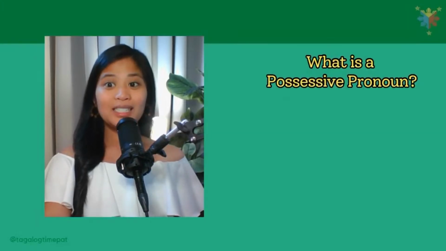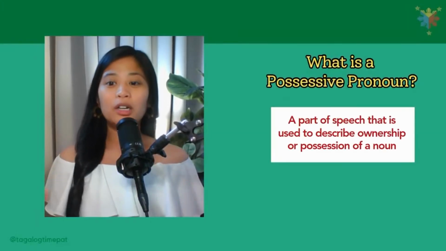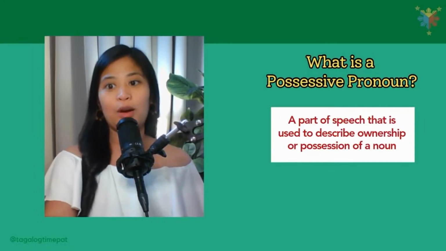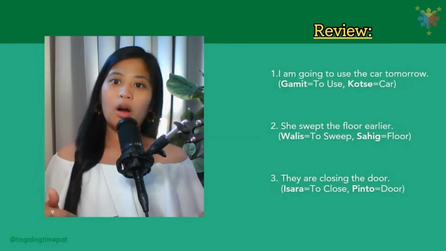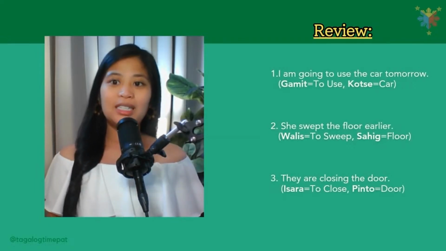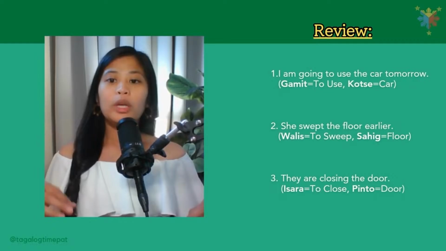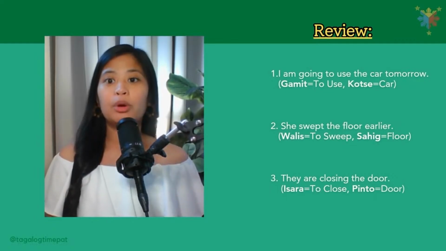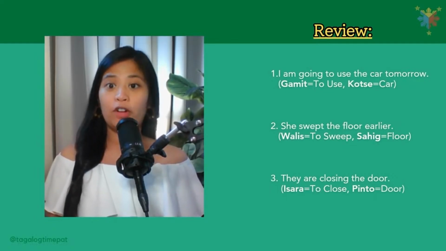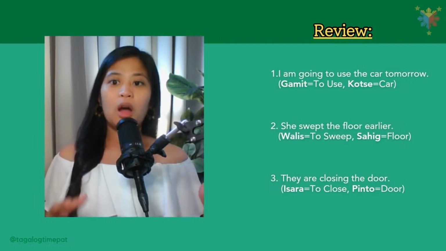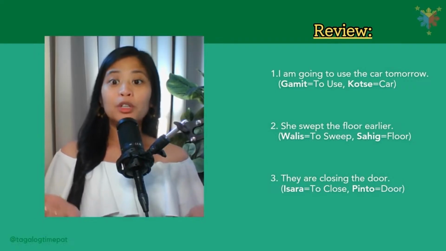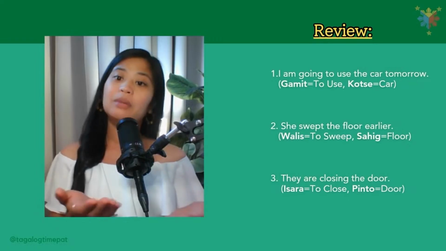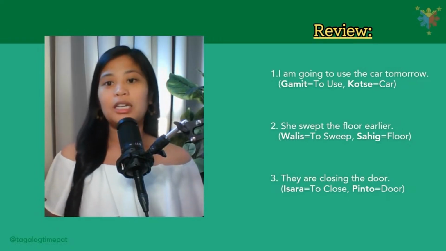All right, so what is a possessive pronoun? Well, it's a part of speech that is used to describe ownership or possession of a noun. If you recall, if you've been following this series in chronological order, we have already been learning possessive pronouns, but we've been using them with a verb. So specifically with an object-focused verb, we've been using a possessive pronoun because the idea is that the person in that sentence is in possession of the object that is in focus.